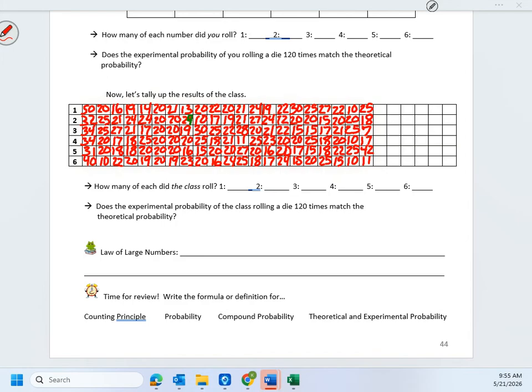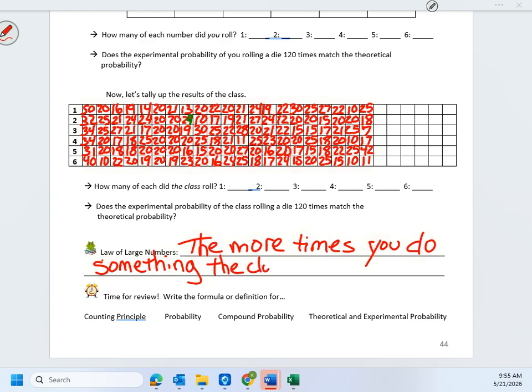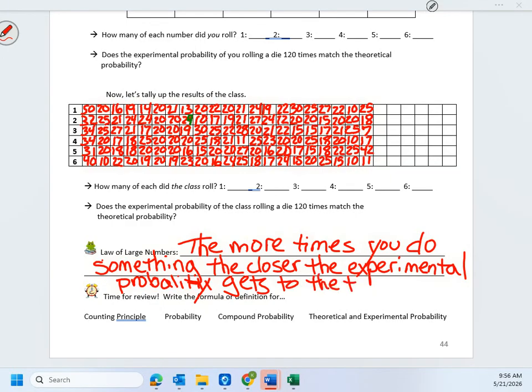So that brings us to our law of large numbers. The more times you do something, the closer the experimental probability gets to the theoretical probability. So the more times you do it, the closer to theoretical probability you get.